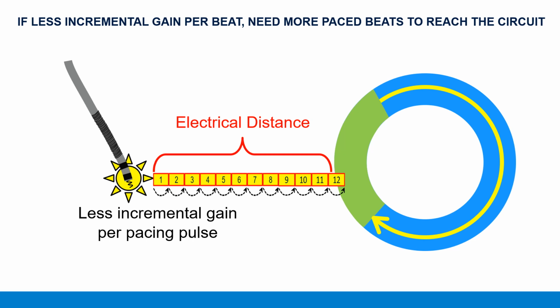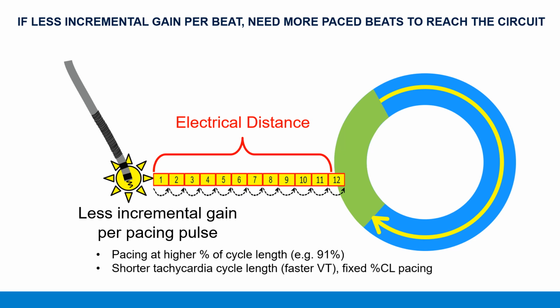The two scenarios where this is true are if you pace at a higher percentage of the tachycardia cycle length, meaning there's less difference between the tachycardia cycle length and your pacing cycle length. For example, if you're pacing at 91% of the tachycardia as opposed to 81%, where you're pacing faster, you have a shorter cycle length, and you're going to reclaim more territory per pacing pulse. Additionally, at faster VTs, where you have a shorter cycle length to begin with, a fixed percentage of that cycle length will translate into a smaller increment of time.